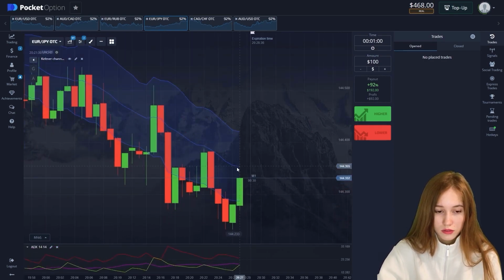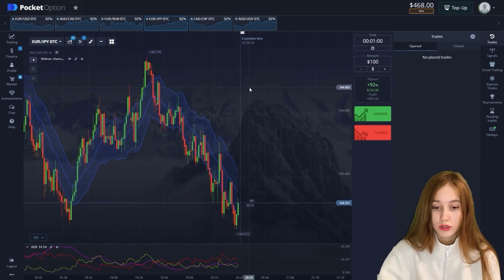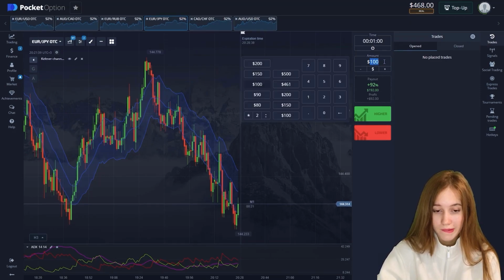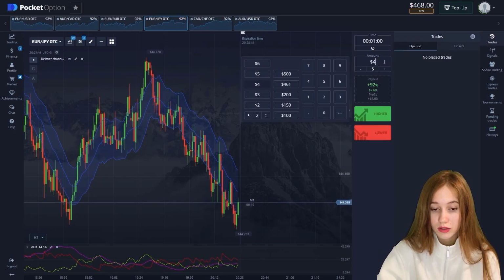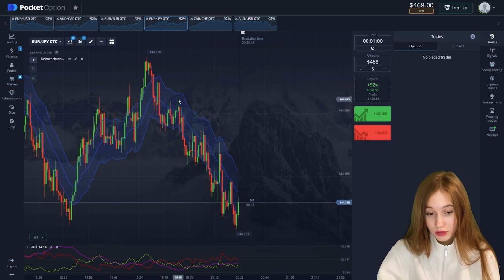Yeah, our balance is 468. The chart has grown. We have 2 concept bars left. Let's increase the amount of the deal and let's try to do this.